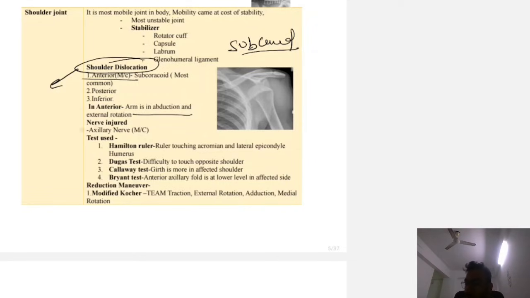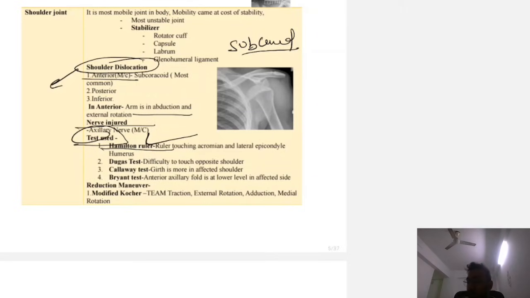Okay, so the nerve most commonly injured. Because the axillary nerve is encircling the surgical neck of the humerus, the nerve most likely injured is obviously the axillary nerve. Okay, now the various tests used: Hamilton ruler test, ruler touching the acromion and lateral epicondyle. It will help you to diagnose whether it is an anterior shoulder dislocation or not, because the shoulder is dislocated. So this test will help you.